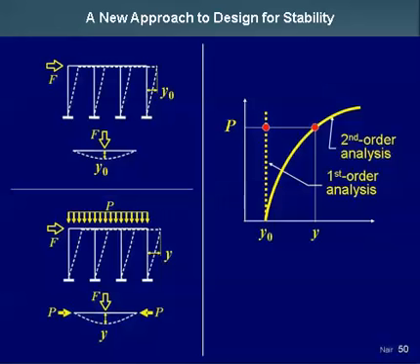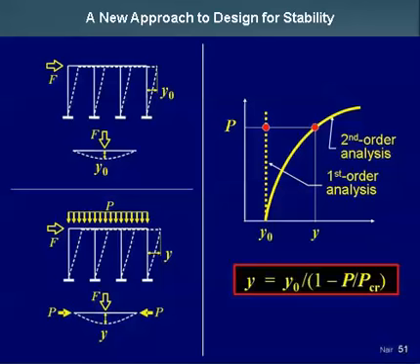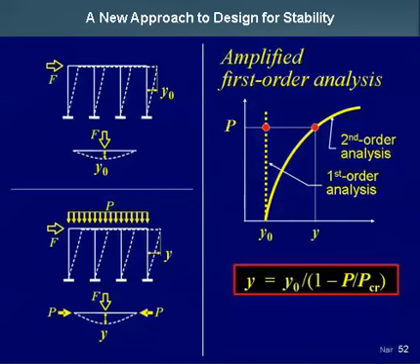This shows the first order response for a given combination of lateral and vertical load. You can see the first order response is y sub 0. The correct second order response is y. Well, the two are related to each other very closely by this equation, which is certainly an equation everyone in this room has seen. That amplifying factor, 1 divided by 1 minus P over P critical. So what this tells us is that if you know the first order response and you know the critical load, even though that critical load is a theoretical quantity, it's not real, you can apply this equation to come up with a very good estimate of second order response. And this, of course, is called amplified first order analysis.